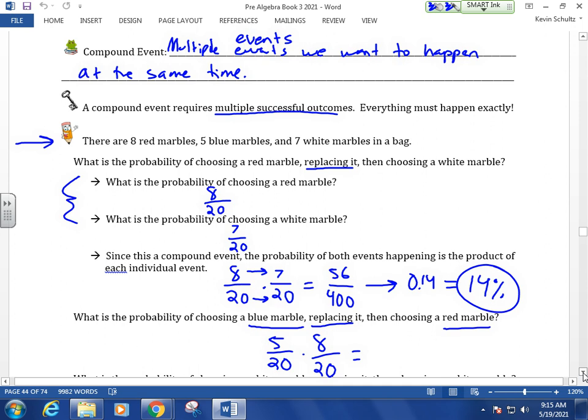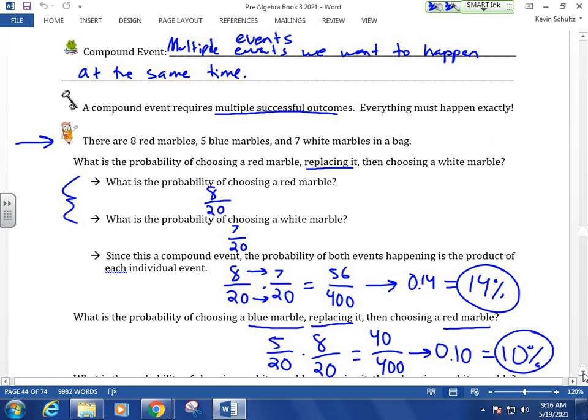To figure out the probability of both of these things happening, we multiply the probabilities together. We get 40 out of 400. Again, 5 times 8 is 40, 20 times 20 is 400. This decimal value, 40 divided by 400, is 0.1 or 0.10, which is 10%.